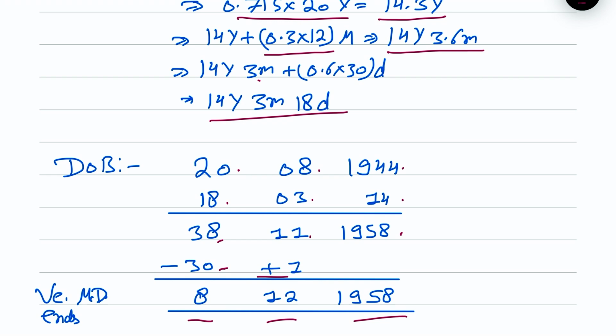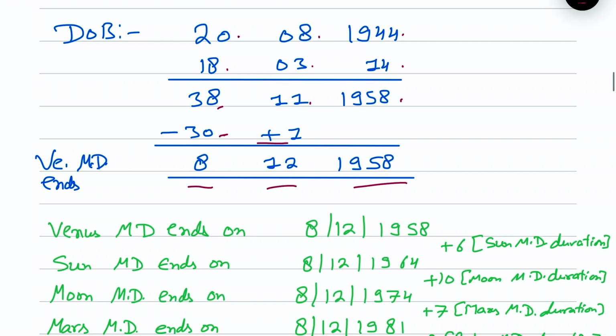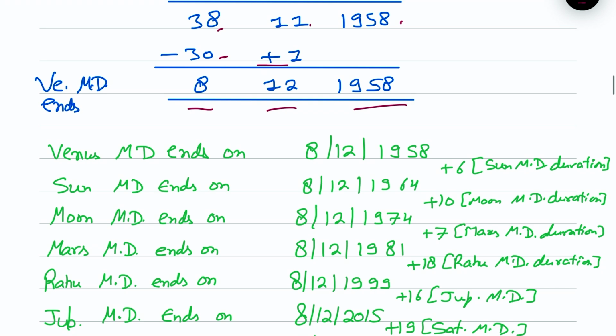We know Mahadasha is of 20 years. If we subtract 20 from it, then we get the start date for the Mahadasha. Similarly, after Venus, next is Sun, and Sun is of 6 years, so we add 6 years directly. Then Moon for 10 years, and it ends in 1974. Then Mars for 7 years, 81. 18 years for Rahu, 1999. Then 16 years for Jupiter, 2015.